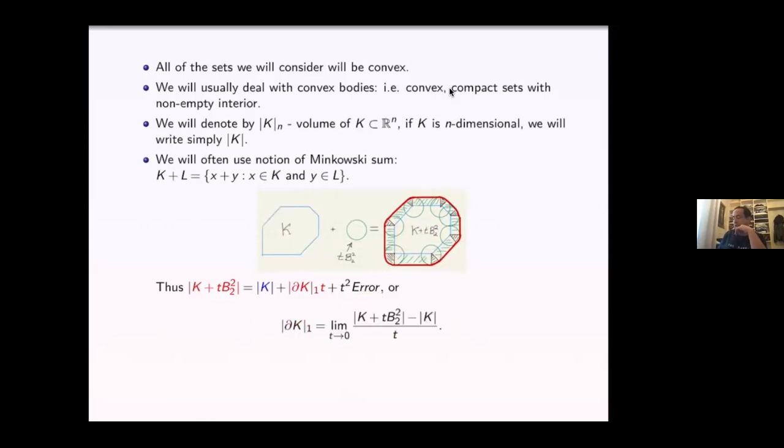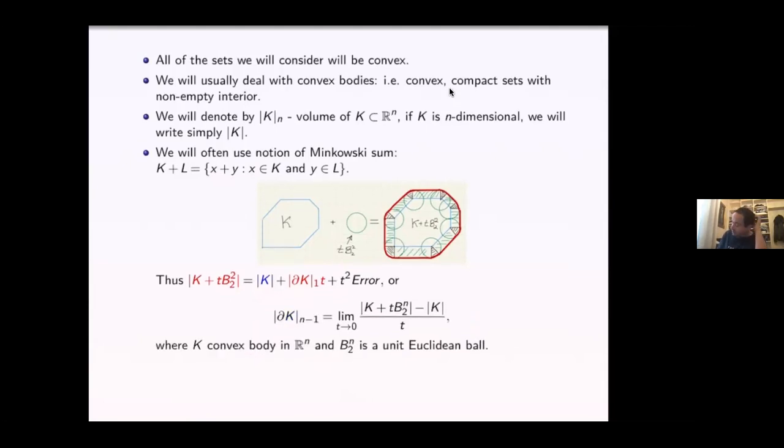Why am I showing it to you? Because immediately what you see is that if you play with this formula, if you take a limit, just by playing, I mean, literally move the area of K here, write the difference, and divide by t, here t cancels out, here you're left with t times error, so it goes to 0, and you get the idea of how Minkowski introduced the surface area.